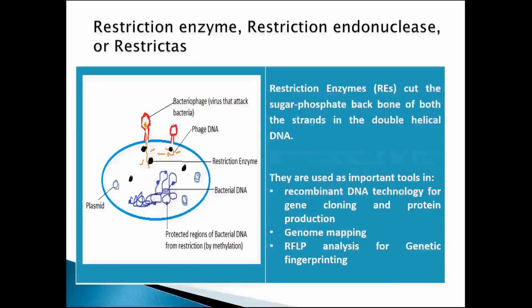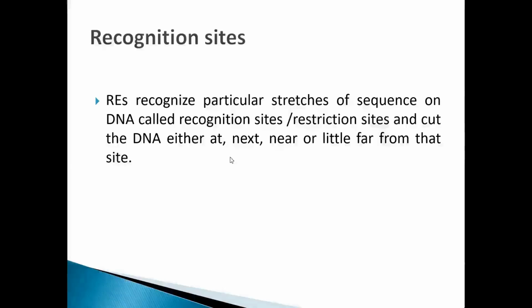Restriction enzymes cut the sugar phosphate backbone of both the strands in a double helical DNA. They have wide applications, the important ones being rDNA technology for gene cloning and protein production, genome mapping, and in RFLP analysis. Restriction enzymes recognize particular stretches of sequence on DNA called recognition sites or restriction sites and cut the DNA either at, near, or little far away from the site.